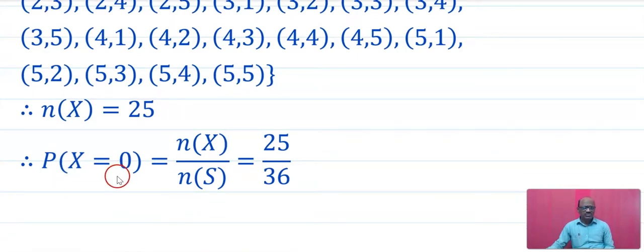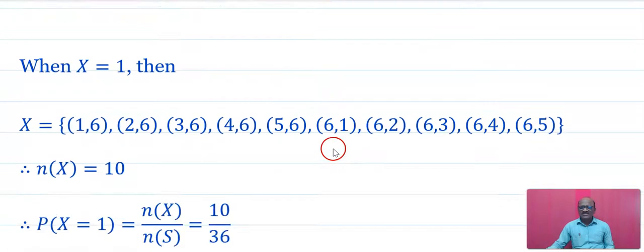P of capital X is equal to 0, n of X upon n of S, that is 25 upon 36.